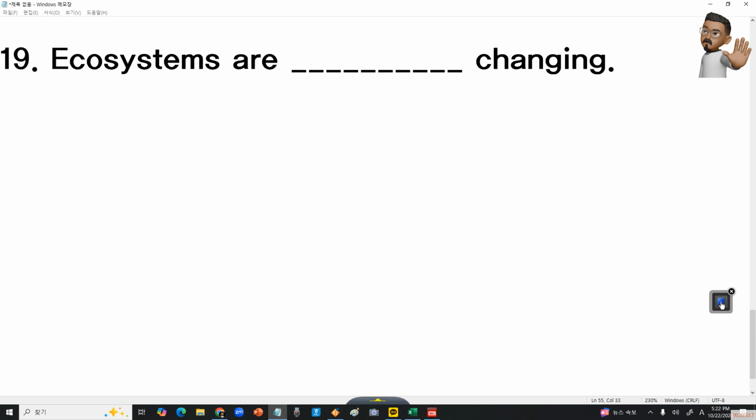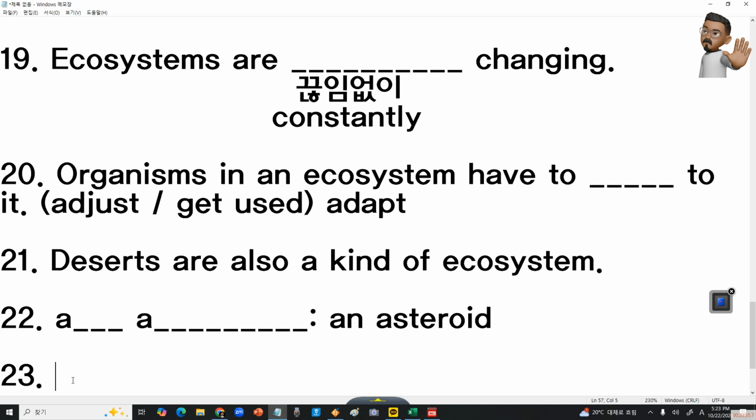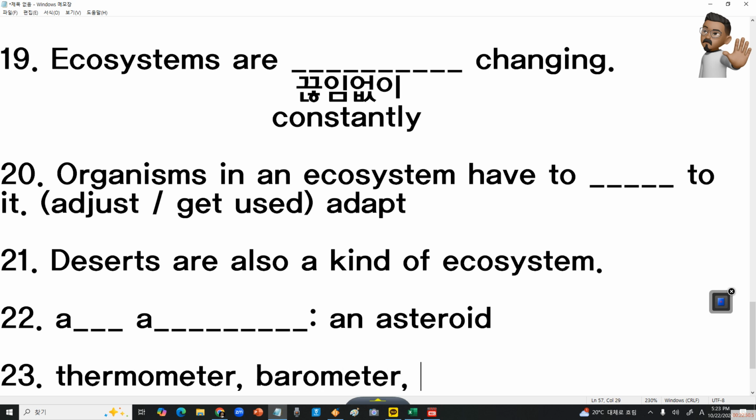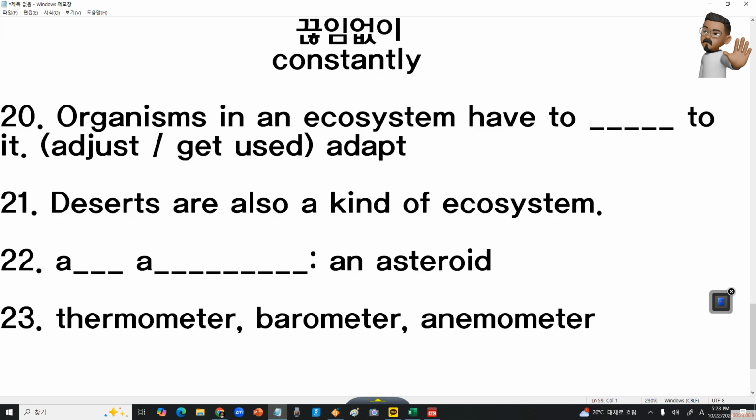Guys, what is used to measure temperature? Thermometer. What is used to measure air pressure? Barometer. What is used to measure the direction of wind? Anemometer.